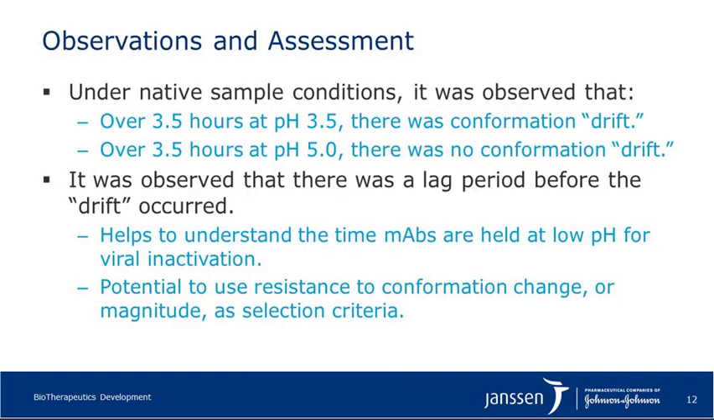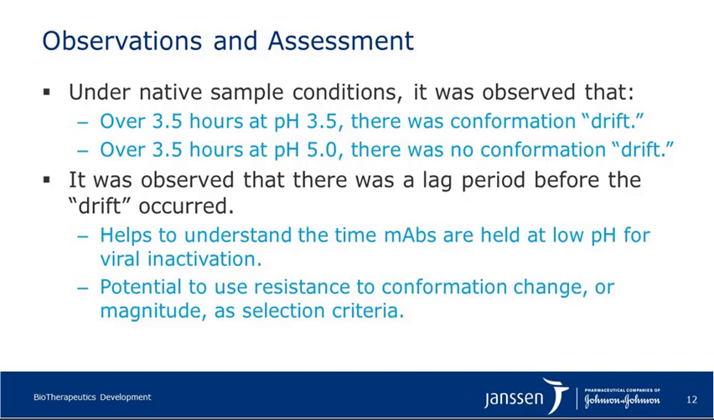So what are we looking for here? Under native sample conditions, that is, under conditions that would be representative of low pH hold in a purification process, over 3.5 hours at pH 3.5, there was a conformational drift. And at pH 5, there was no conformational drift, or very little drift. And so what we're looking for here are conditions that tell us what might be going on in solution that is representative for purification. Why is this important?